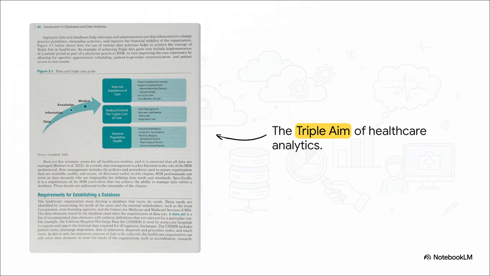Now, what's really cool is the ultimate goal of all these complex activities. It's a transformation process. Data turns into information, which becomes knowledge, and eventually that crystallizes into wisdom. And in healthcare, that wisdom is pointed directly at what we call the triple aim: improving the patient experience of care, reducing the per capita cost of care, and improving overall population health. A perfect everyday example of this is a patient portal in your electronic health record. It uses data to speed up your scheduling and deliver test results faster, directly improving your personal experience.